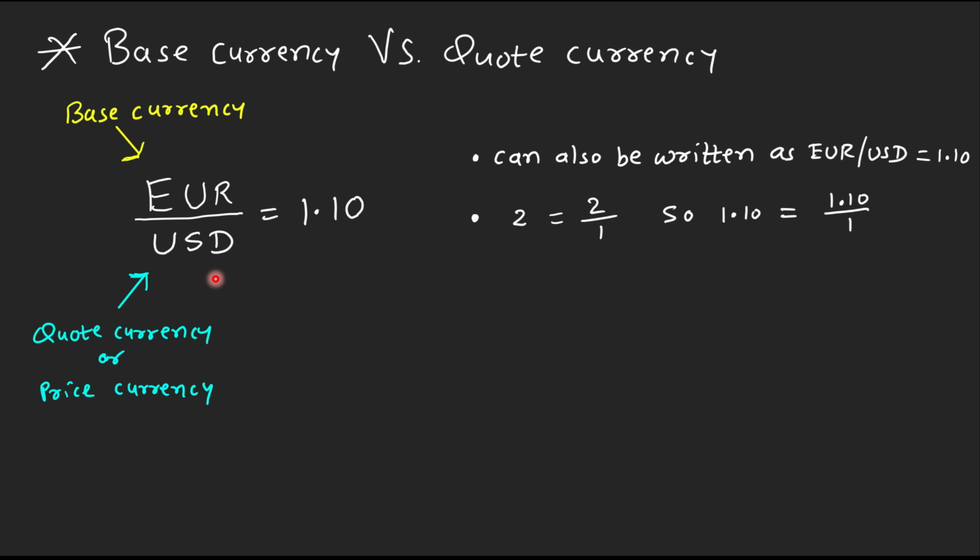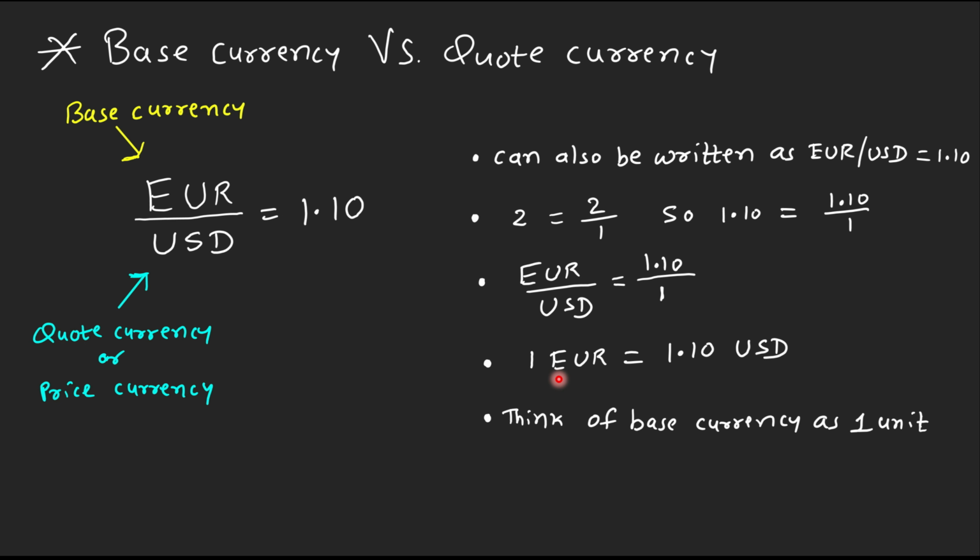So 2 is also equal to 2 over 1, so if we have 1.10, it's 1.10 over 1, understood, right? Now, EUR over USD equals 1.10 can also be written as EUR over USD equals 1.10 over 1. So, in other words, we have 1 EUR, or 1 euro, equals 1.10 US dollars.